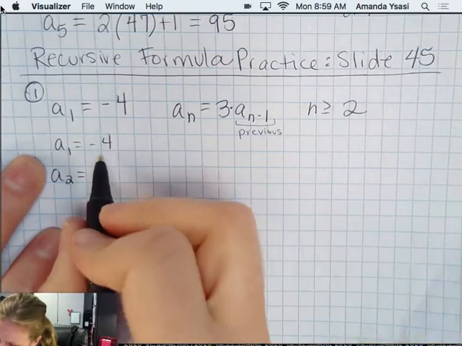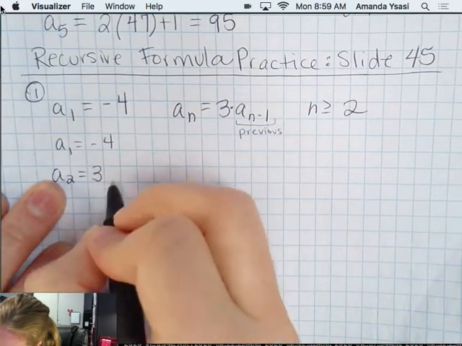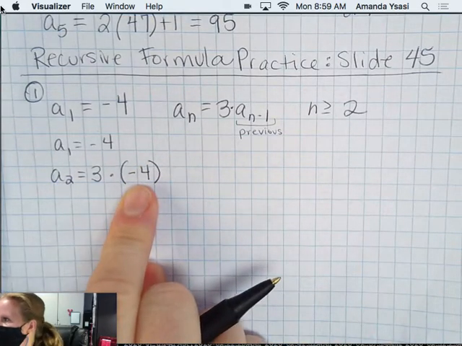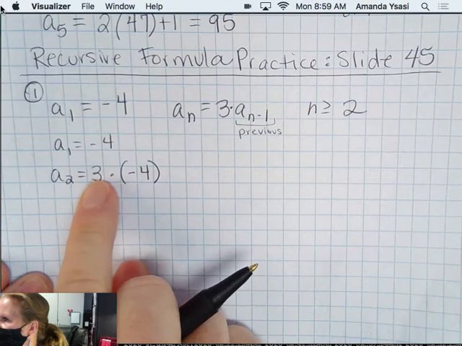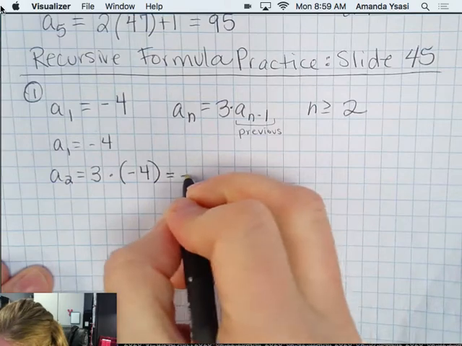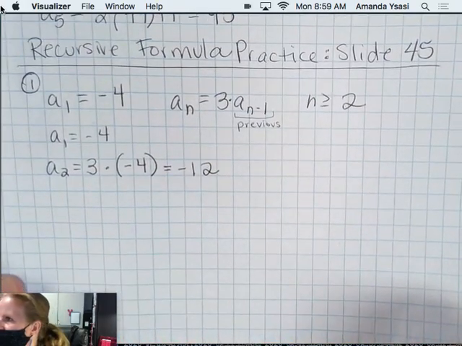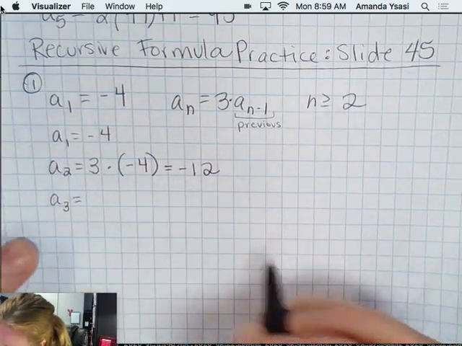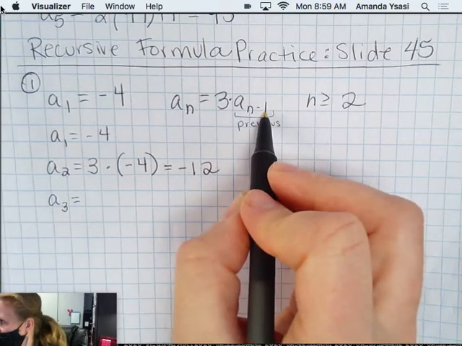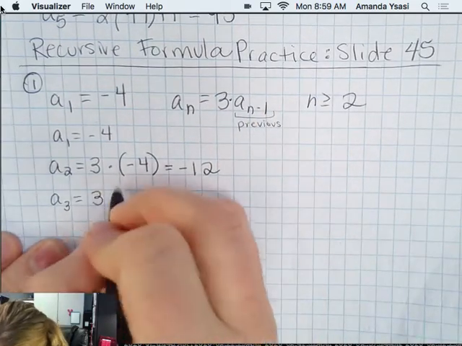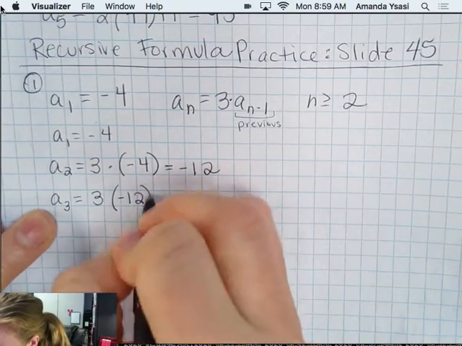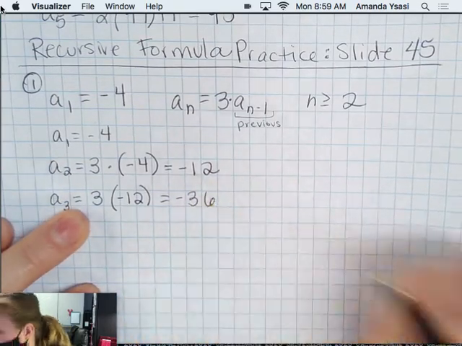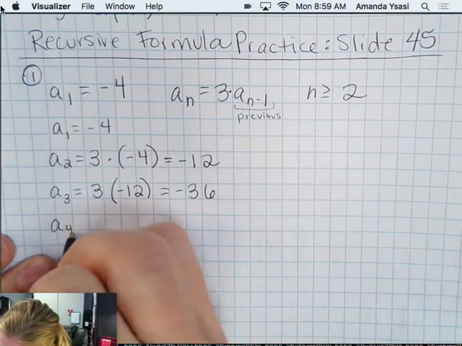A1 says -4. A2 is 3 times, I'm going to put it in parentheses, the previous. So 3 times the -4 gets -12. And then A3 is found by doing 3 times the previous. You're doing the same thing. What's the previous? -12. So 3 times the -12 is -36. Find A4 and A5.